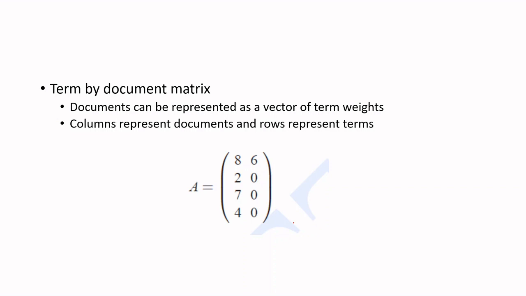Okay, term by document matrix. The documents can be represented as a vector of term weights. If you look at it, the columns represent the documents. All the documents together can be represented as a single matrix if we want. Columns represent documents and rows represent the particular terms. This is one way of representing it. This is not really mandatory.